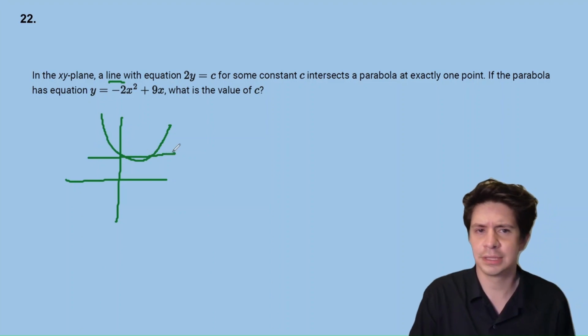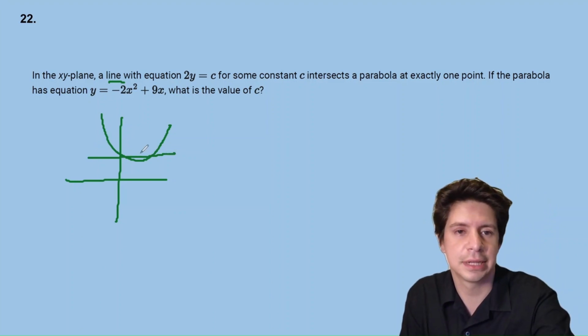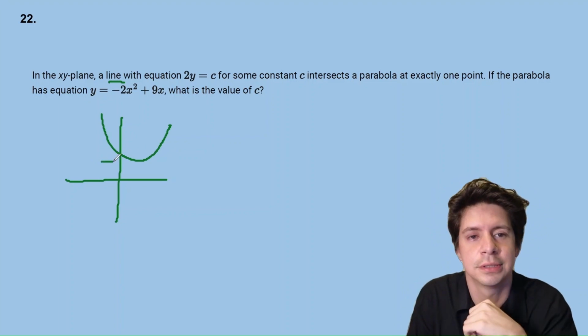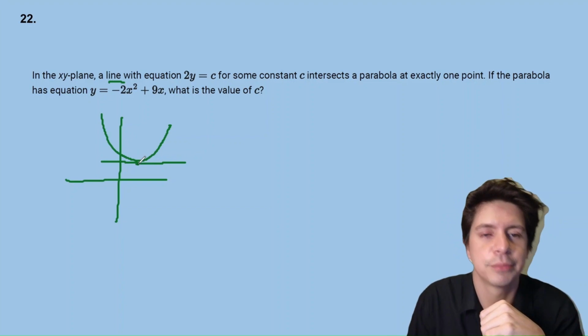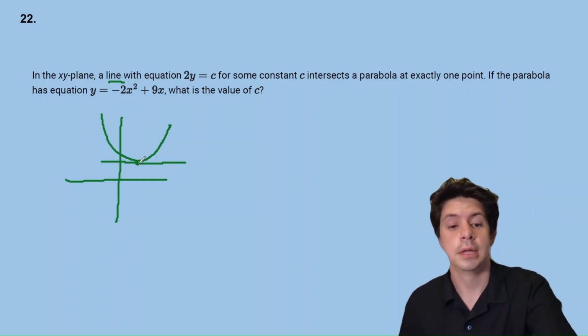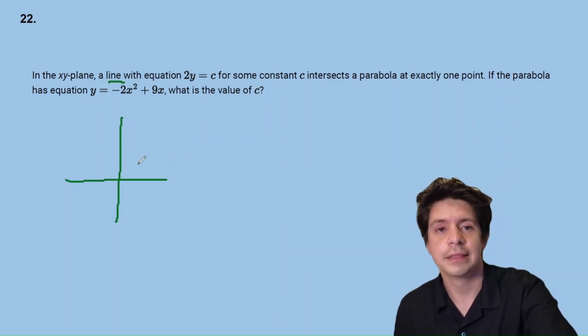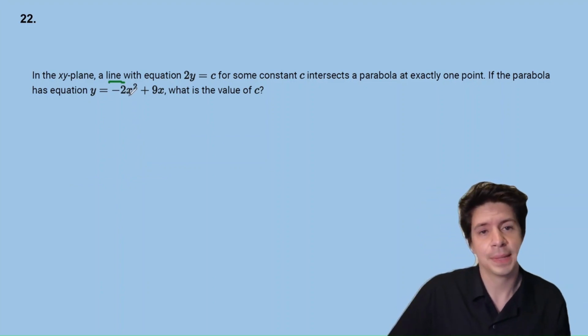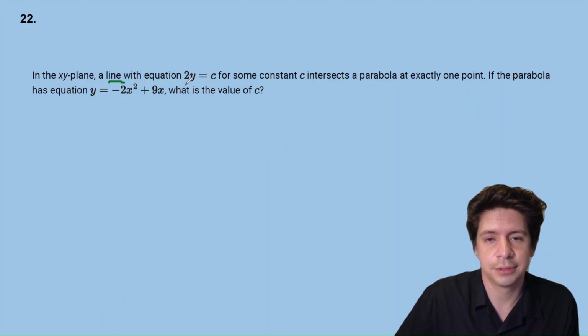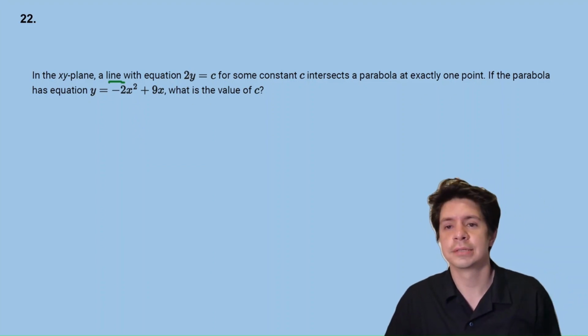If it goes anywhere else, see there, I kind of messed up. If it goes anywhere else, it has two intersections or no intersections. For it to be exactly one point, it has to be like that. Again, kind of messed up, but the calculator won't mess up. So we just need to find the value of the vertex here, the y value. And then c is just double that. Okay, so let's go to Desmos. We'll plug it in, and then we'll go from there.